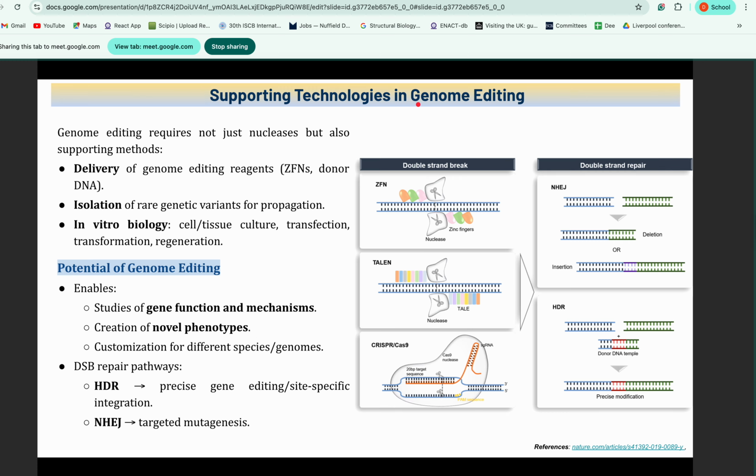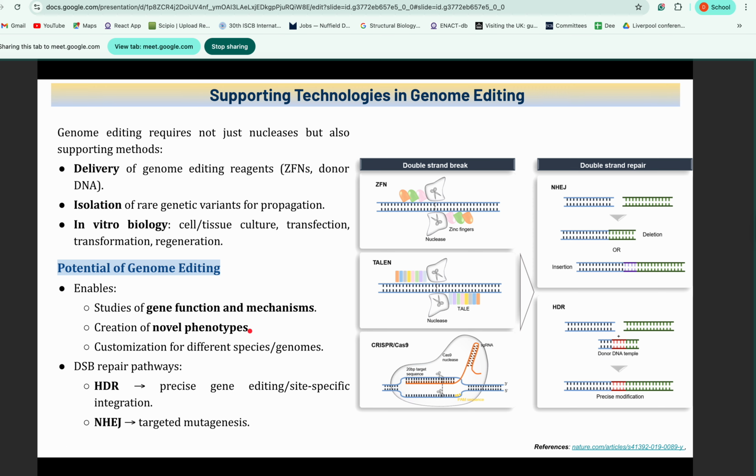Okay, now there are some supporting technologies in genome editing. Not just nucleases, but we also need delivery agents for genome editing reagents such as zinc finger nucleases, donor DNAs, and then isolation of rare genetic variants for propagation, in vitro biology, cell tissue culture, transfection, transformation, regeneration. So this is just to show that not just nucleases, but some other things are also required in the process of genome editing. And the potential of genome editing is that it enables you to study the function of a gene, how the gene functions, its mechanisms.